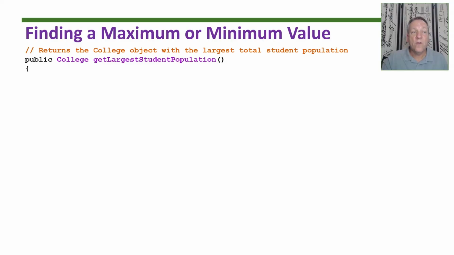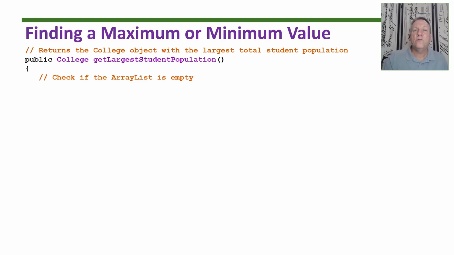All right, let's now look at some of the methods we're going to write to implement our ArrayList algorithms. The first one is finding a minimum or maximum value. We're going to write a method called getLargestStudentPopulation. This method, as it says, will return the College object with the largest total student population. So let's think about what we're going to need to do and put some comments in here to outline our algorithm before we write any code. One of the things I'm going to do first is check to make sure the ArrayList is empty.